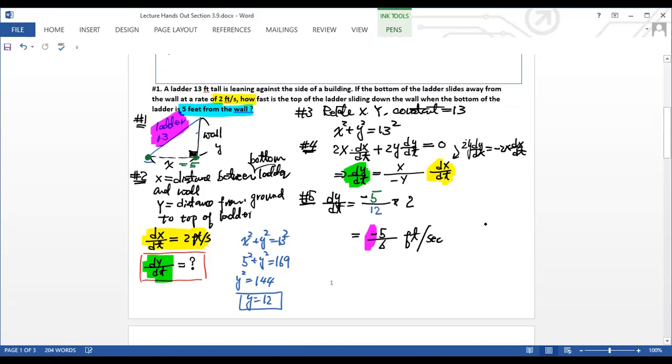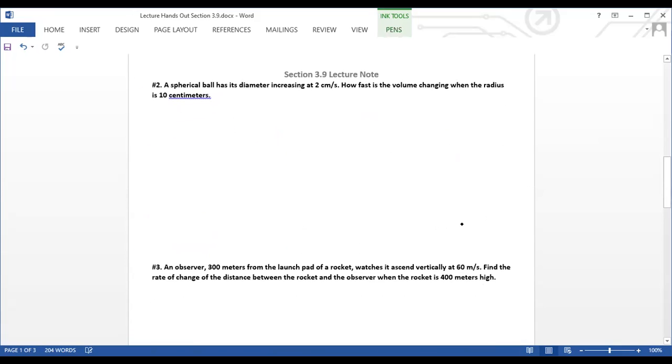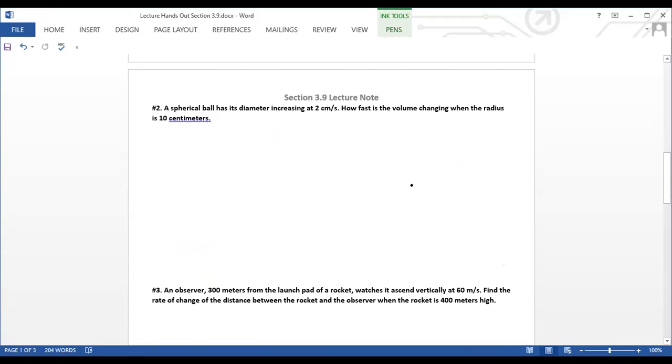Now let's do one more practice. They said a spherical ball has its diameter increasing at 2 centimeters per second. How fast is the volume changing when the radius is 10? Let's follow the steps here.